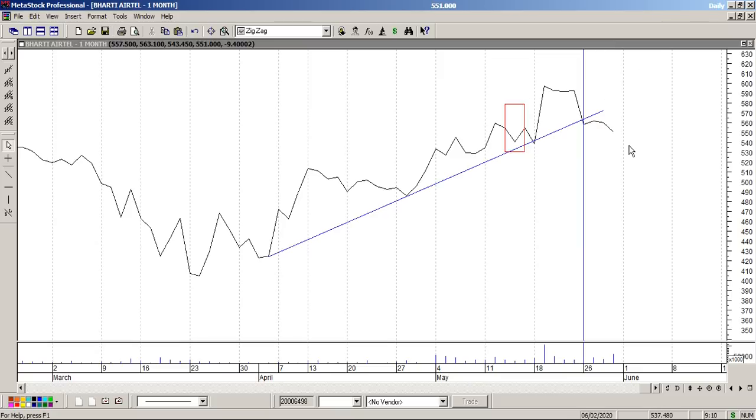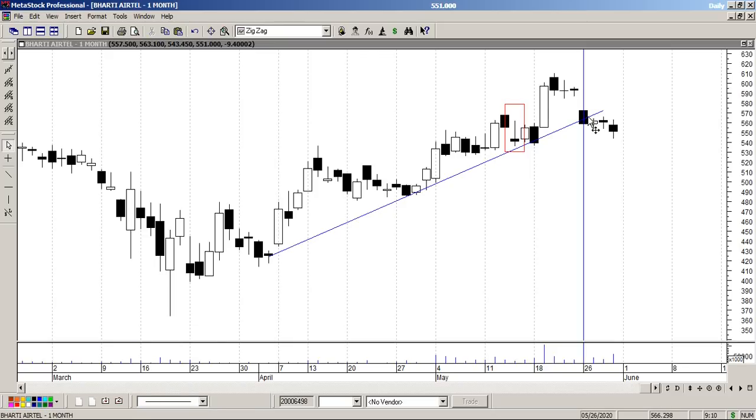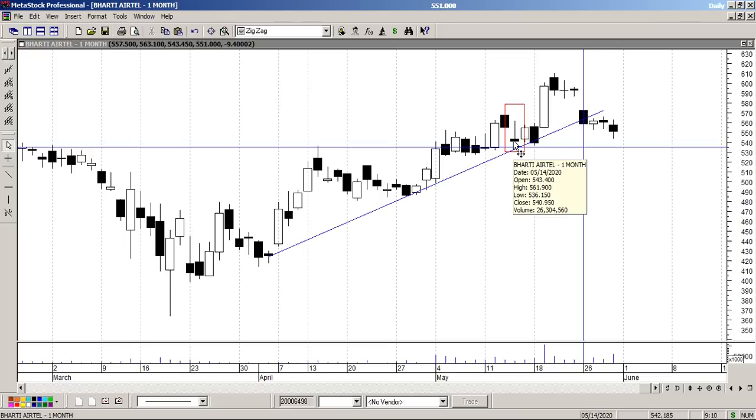So this was kind of the trend line drawn on the line chart, and on bar charts you saw this. I said, from here where will it go, up or down? Now this was supposed to go down, and I will also make a prediction out here. Be careful about this bar's low, 536.